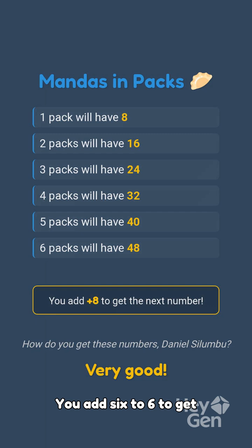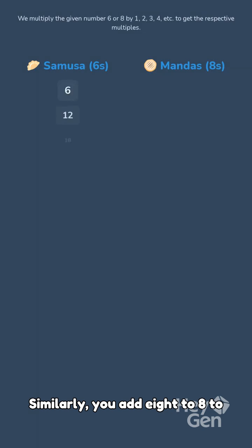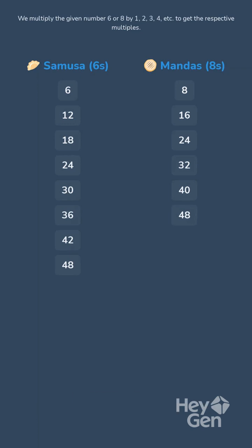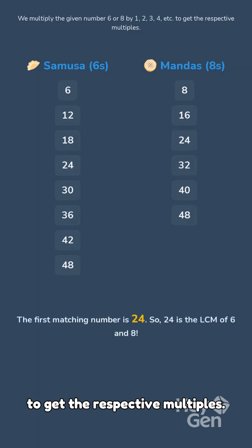Very good. You add 6 to 6 to get 12, then keep adding 6 to get the next numbers. Similarly, you add 8 to 8 to get 16 and continue adding 8 to get each additional number. You multiply the given number, 6 or 8, by 1, 2, 3, 4, etc. to get the respective multiples.